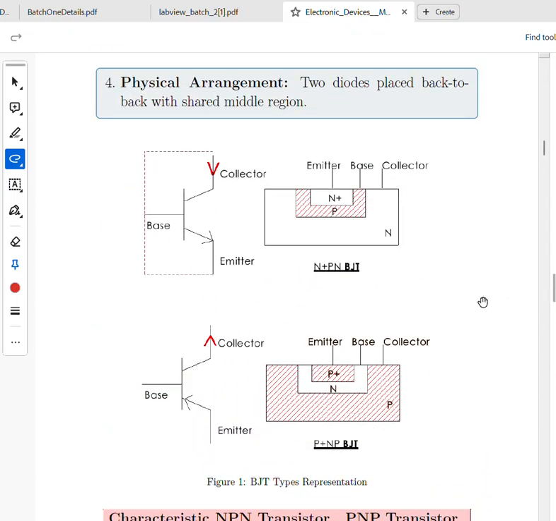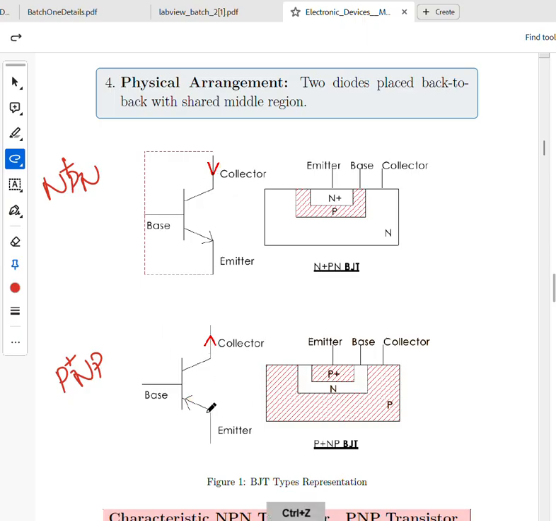Now consider this. This is a symbolic representation of an NPN junction and a PNP junction. What is different here? In a PNP, which we just discussed, the conventional current will enter the emitter. But in NPN, the conventional current will enter through the collector. This is what is different.